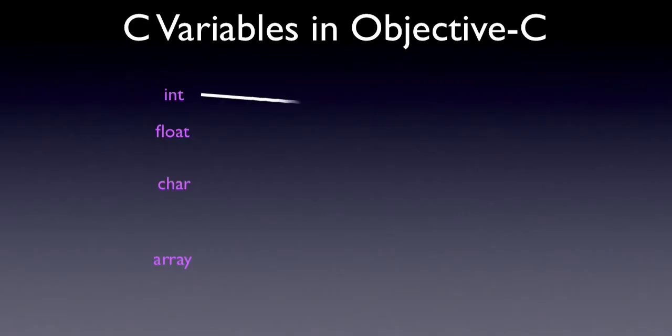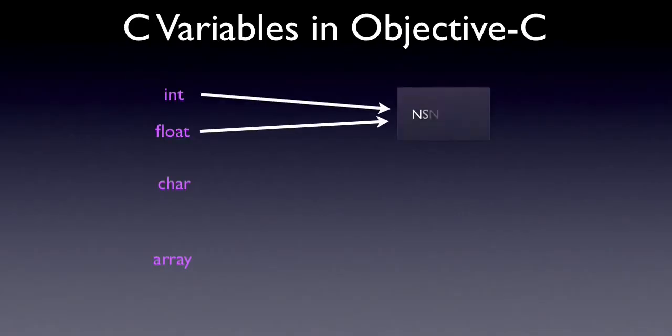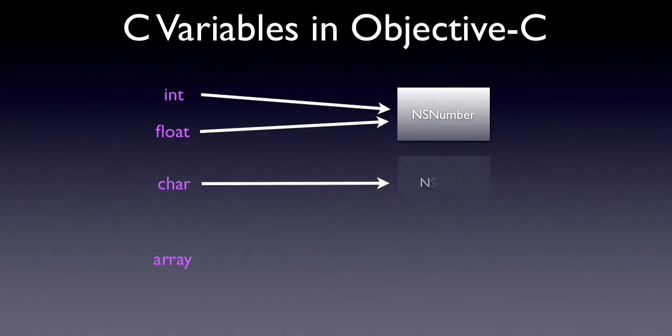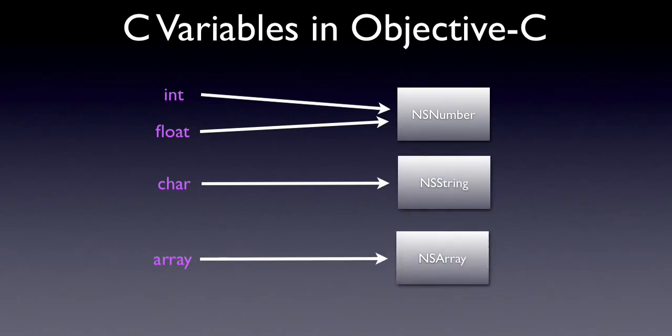Now, being an entirely object-based language, but one that's based on C, you have regular C variables, and then you also have the object versions of them. For example, for int and float, you have the object NS number. It can contain any sort of number you want. For char, for character, you have the NS string object, and for an array, you have the NS array object.